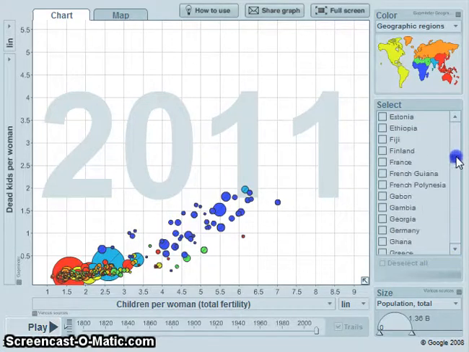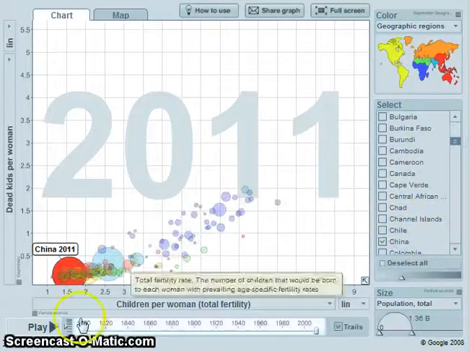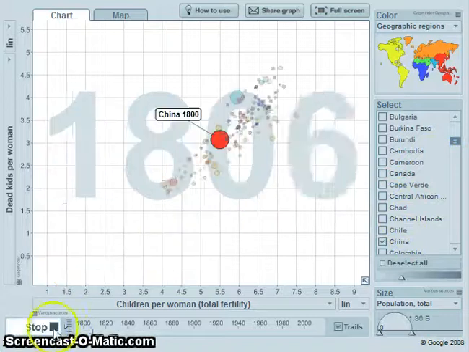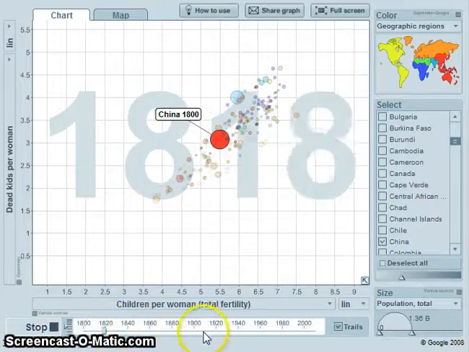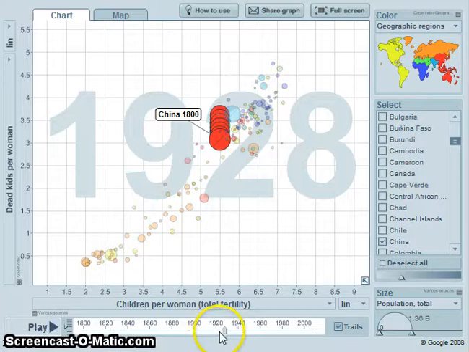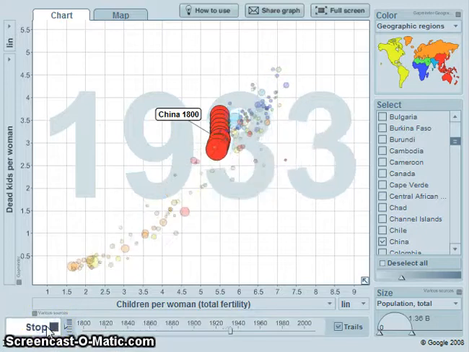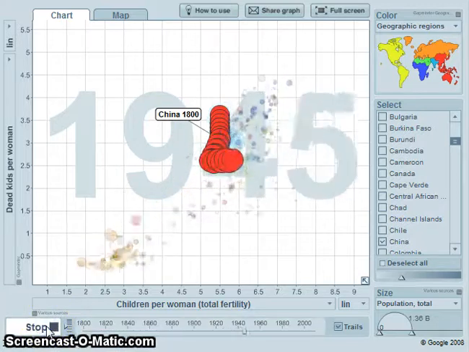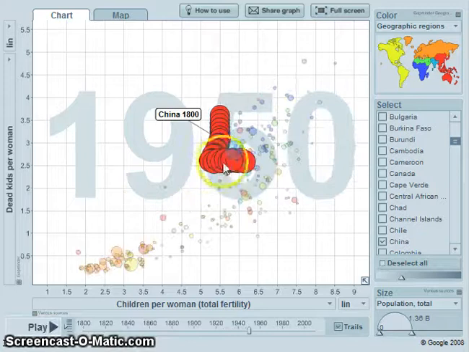The next country we're going to show you is China. In 1940, the children per woman increases, but the death total stays the same. The lurking variable that causes this increase is the government. The government saw a large population as an asset and encouraged having more children, only to later find out that a large population is much harder than it looks.